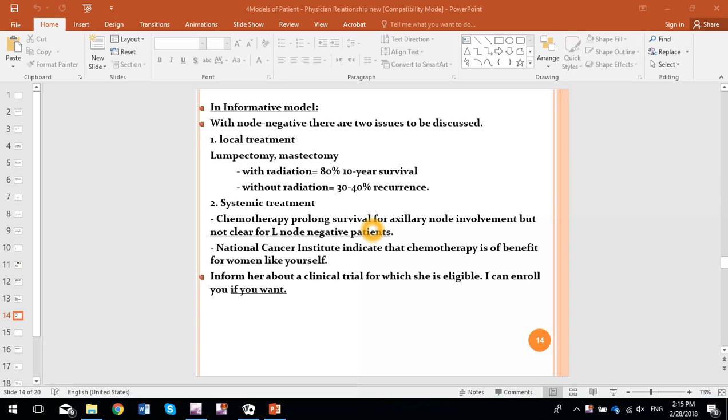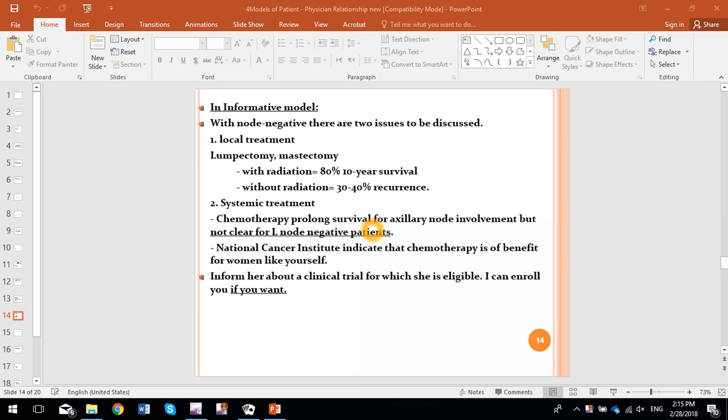He would say that with node negative, there are two issues to be discussed. Node negative means the axillary lymph nodes are not involved, only the mass is localized to the breast. Now, there are two issues here to be discussed. Local treatment, which is either lumpectomy or mastectomy, plus radiation.